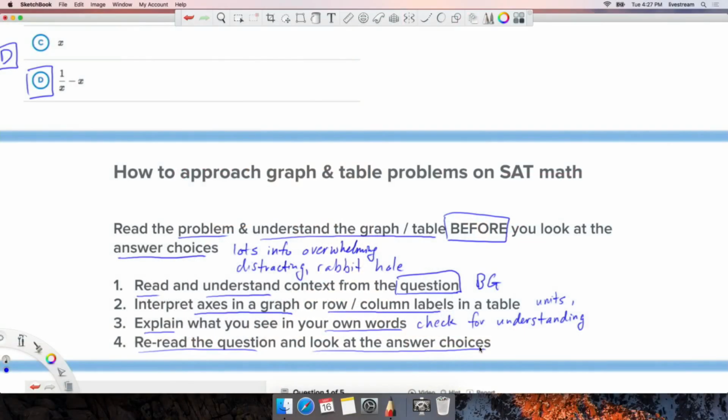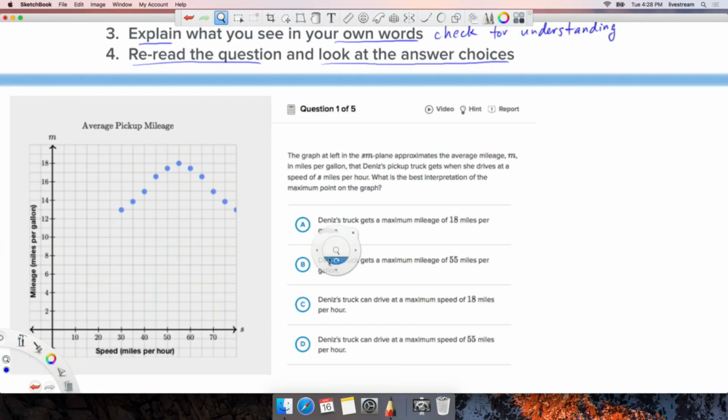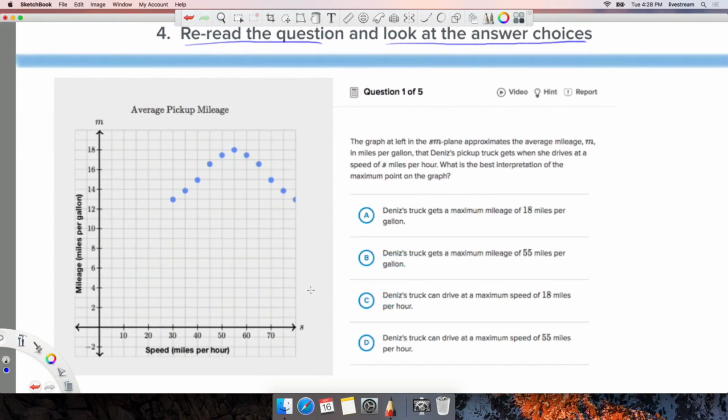So let's take a look at a problem. Okay, I'm going to zoom in, make sure you can read this. The graph at left in the SM plane approximates the average mileage, M, in miles per gallon that Denise's pickup truck gets when she drives at a speed of S miles per hour. What is the best interpretation of the maximum point on the graph?